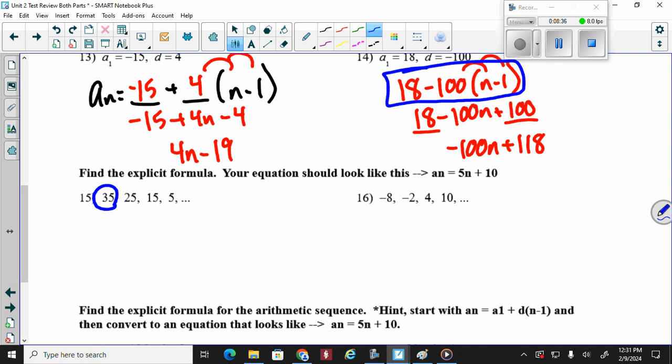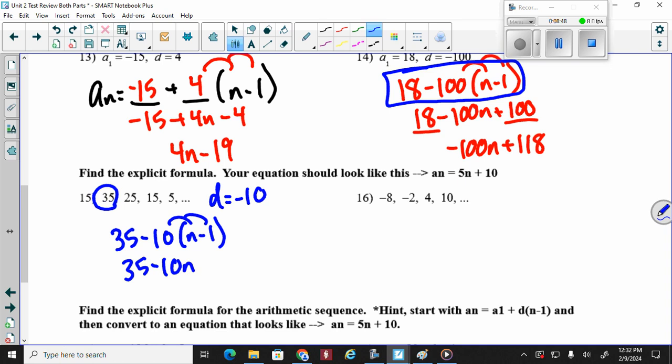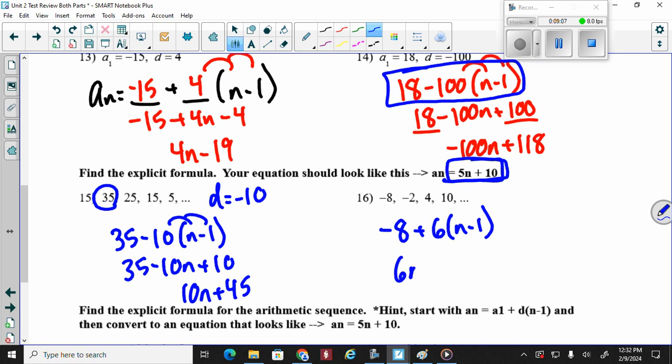All right, my first term is 35, and I'm subtracting 10. D is equal to negative 10. 35 minus 10 times n minus 1. Distribute, distribute. 35 minus 10n plus 10, negative 10n plus 45. Okay? Remember, I'm literally telling you what the formula is going to look like. 5n plus 10, a format like this. Negative 8 is my first term. Looks like I'm adding 6, n minus 1. My final answer, 6n, I'm just fast forwarding it, minus 14.